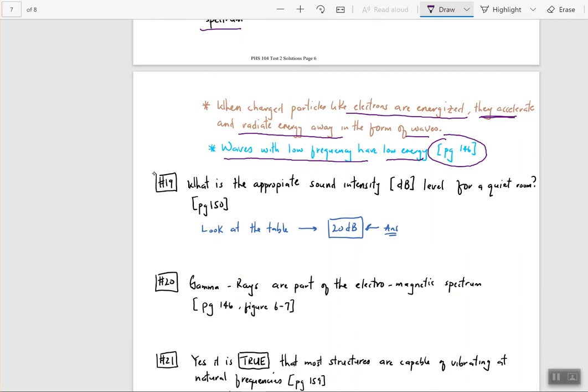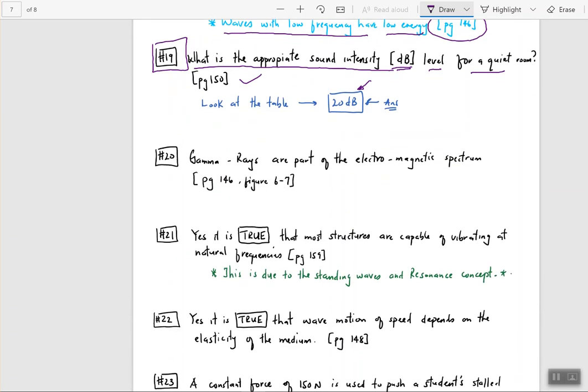This question in number 19 is testing your ability to look at tables and answer a question. So what is the appropriate sound intensity in decibel level for a quiet room? Of course, you find that information on page 150, and it's going to be 20 decibels. Okay. Number 20, they're asking us about gamma rays. Of course, it's part of your electromagnetic spectrum. Again, this question is really testing whether you can look at a chart or diagram and find information from it.